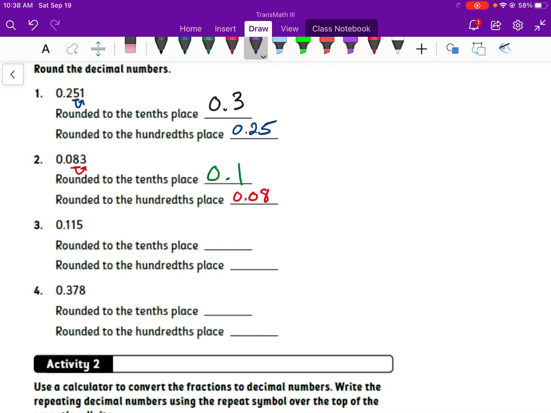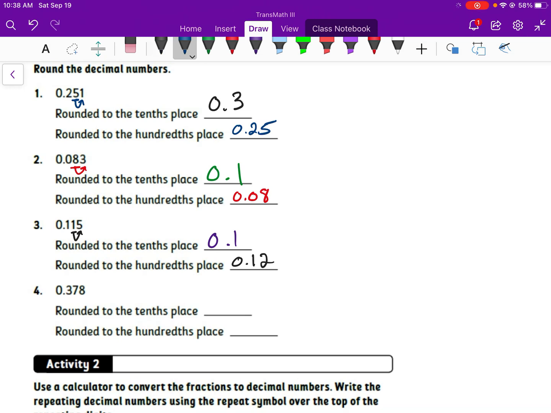Number 3, rounding to the tenths place. 1 is in the tenths place. 1 tells us to keep that digit the same, so 0.1. Going to the hundredths place now, 1 again is in the hundredths place. 5 tells us to round that digit up, so 0.12.